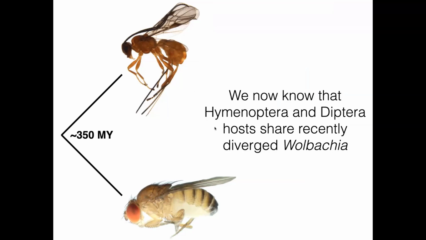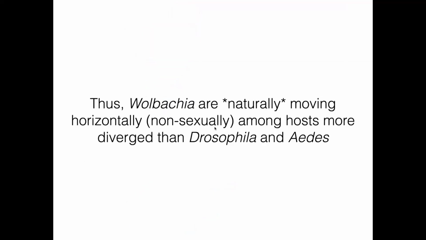One other pattern we see among sister species is introgressive transfer. In sister species that hybridize naturally in nature, sometimes Wolbachia move across species barriers that way, in the same way that when you look at mitochondria, you often see a pattern of hybridization and introgression, with mitochondria moving across species barriers due to those two relatively closely related hosts hybridizing. I think what's interesting here is that Wolbachia are naturally moving horizontally, non-sexually, among hosts more diverged than our Drosophila are. So these are phylogenomic results.